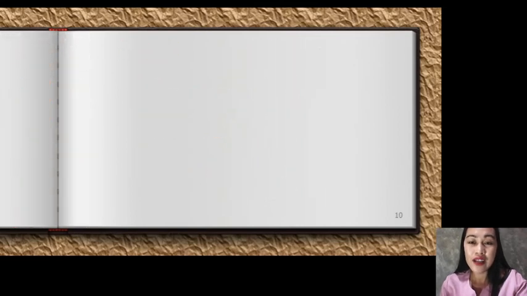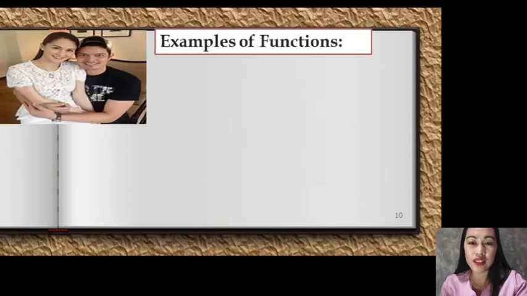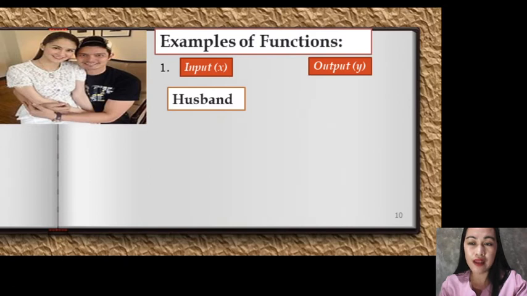Next, we have examples of functions. The illustration shows the husband with his wife. Our input is husband and our output is wife, or vice versa. It shows one husband to one wife, or one wife to one husband. Then it is a one-to-one correspondence. Therefore, that is a function.